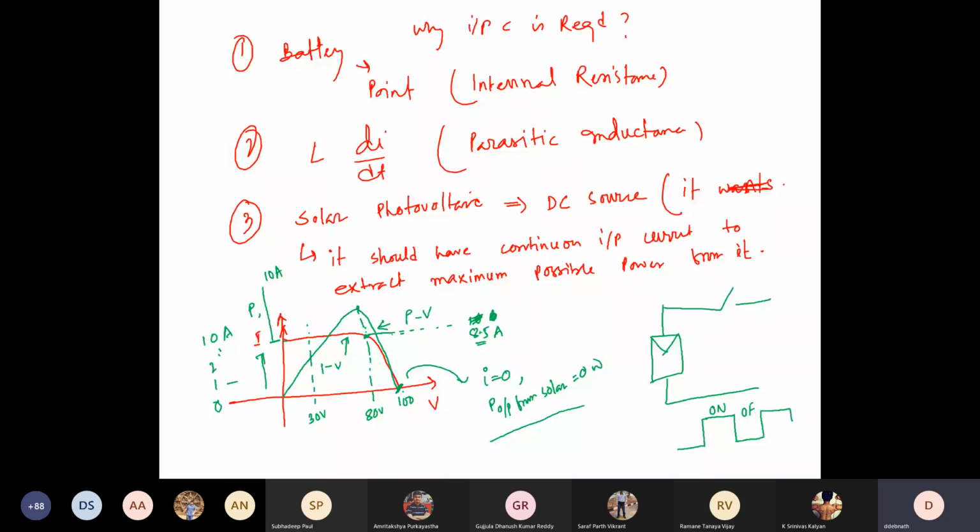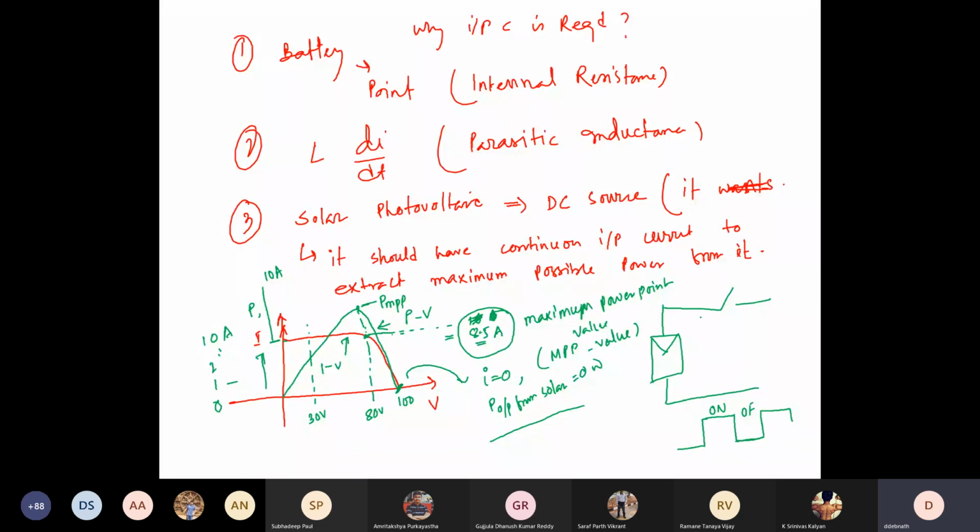I always want my solar current to be continuous at this value, which is called the maximum power point value, the MPP value. I want my input current to be at this value so that I can always extract maximum power. But if I have this kind of fluctuating current, sometimes I will be able to extract power, and once the switch is off, I extract 0 power. So even though solar power is available, I won't be able to take it out.